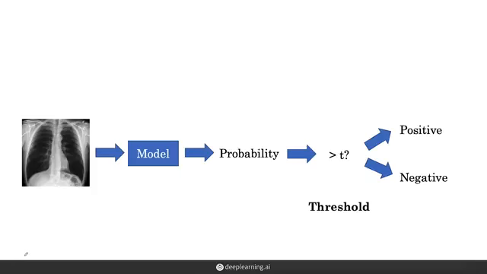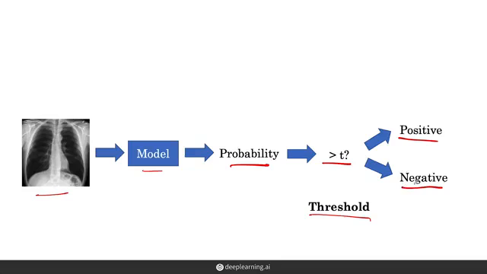A chest X-ray classification model outputs a probability of disease given an X-ray. This output can be transformed into a diagnosis using a threshold or operating point. When the probability is above a threshold, then we interpret this as positive, or saying the patient has the disease. When the probability is below the threshold, we interpret this as negative, or saying the patient does not have the disease.